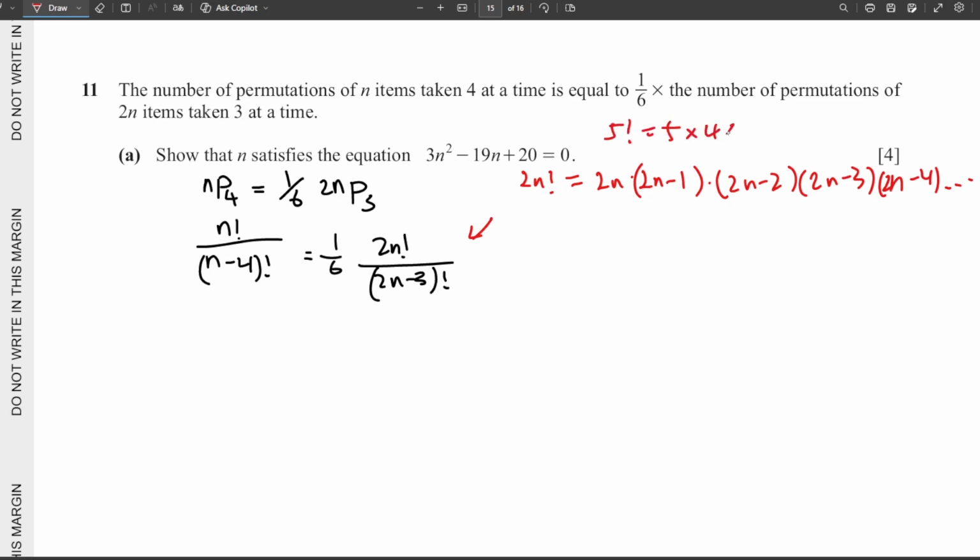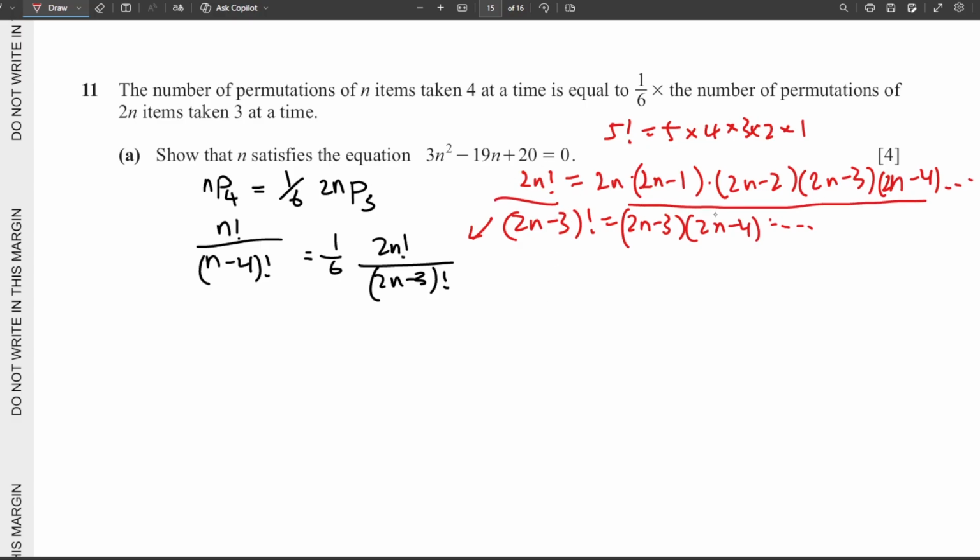There's 5, 4, 3, 2, 1. So 5 and 5 minus 1, 5 minus 2, and so on and so forth. Same thing here, 2n minus 3 factorial. There is 2n minus 3 multiplied by 2n minus 4, and so on. Okay, so if you have this 2n factorial divided by the 2n minus 3 factorial, let's see that the 2n minus 3 cancels out, 2n minus 4 cancels out. So what is left is only 2n until 2n minus 2.